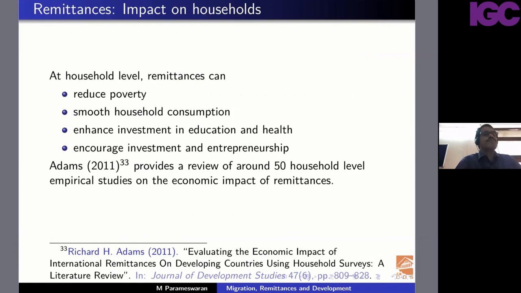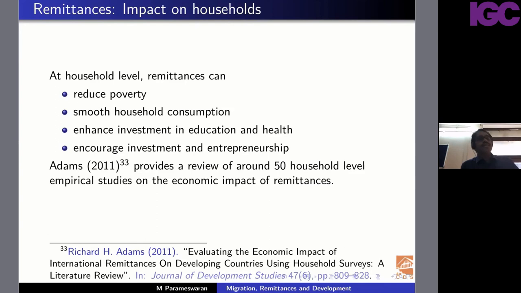Now this is the last part, where we look at remittances' impact on households. Remittances can affect households. Poverty can be reduced. It can smooth household consumption. It can enhance investment in education and encourage investment and entrepreneurship.